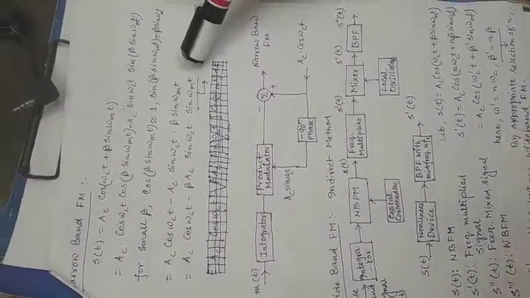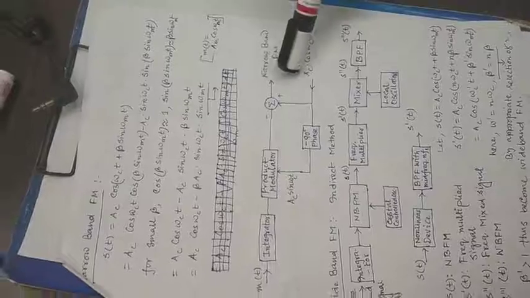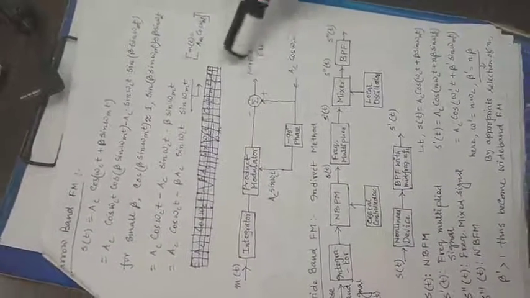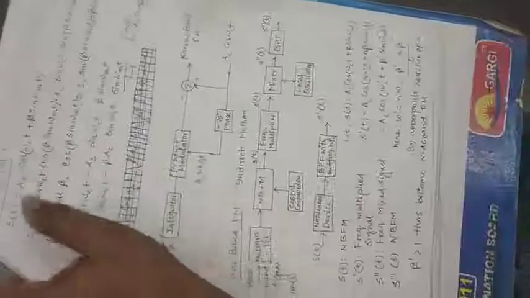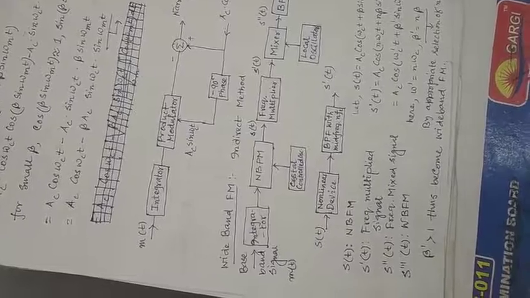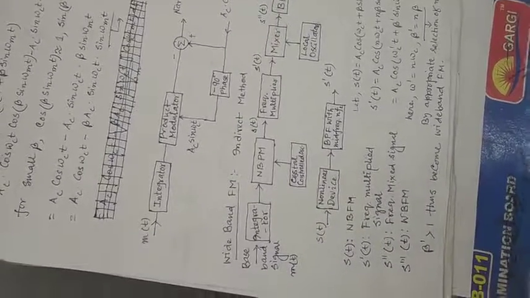Rather, we can approximate it to that, and here is the circuit diagram where the signal is generated. This is the narrowband FM. In case of wideband FM, we cannot do that approximation. There are two methods. One is the direct method, which we'll discuss a little later.